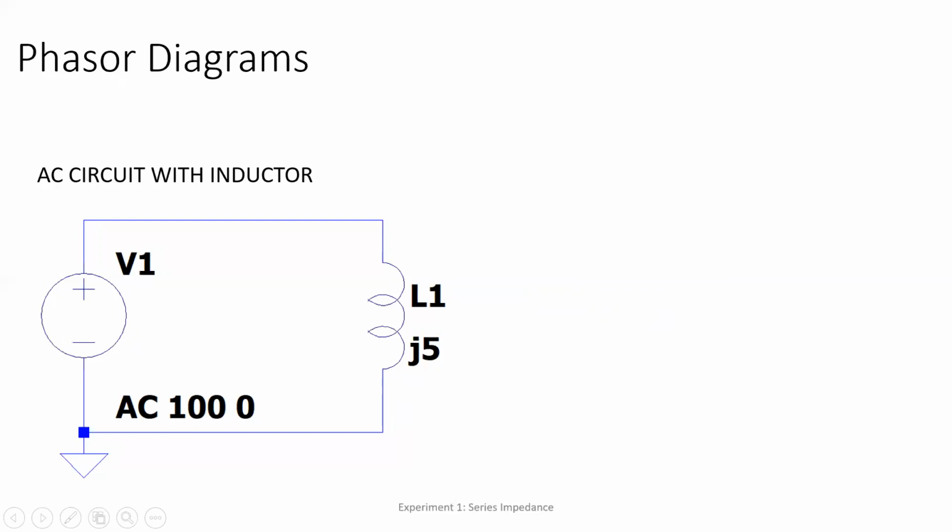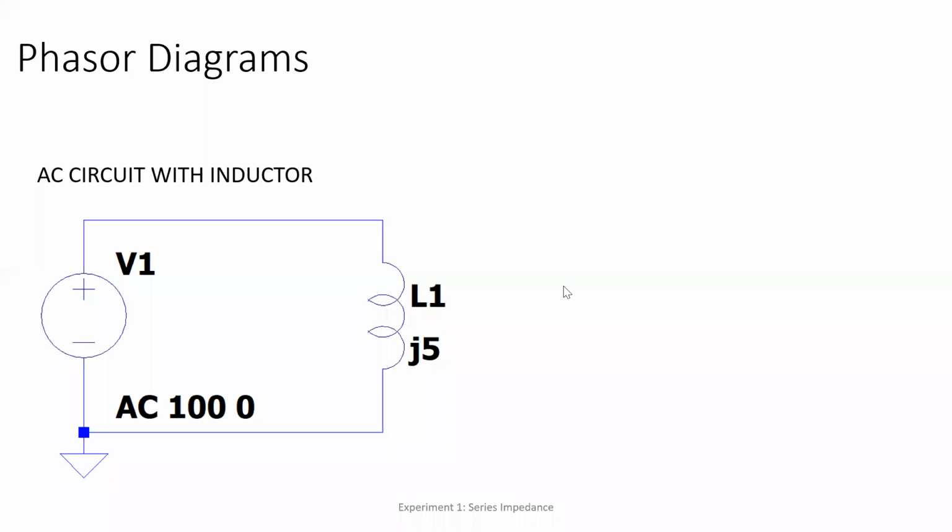So let's solve for the current. The current is just 100 at 0 degrees over j5. Okay, so let's proceed with the analysis of the current and voltage if we only have an inductor. So let's see.